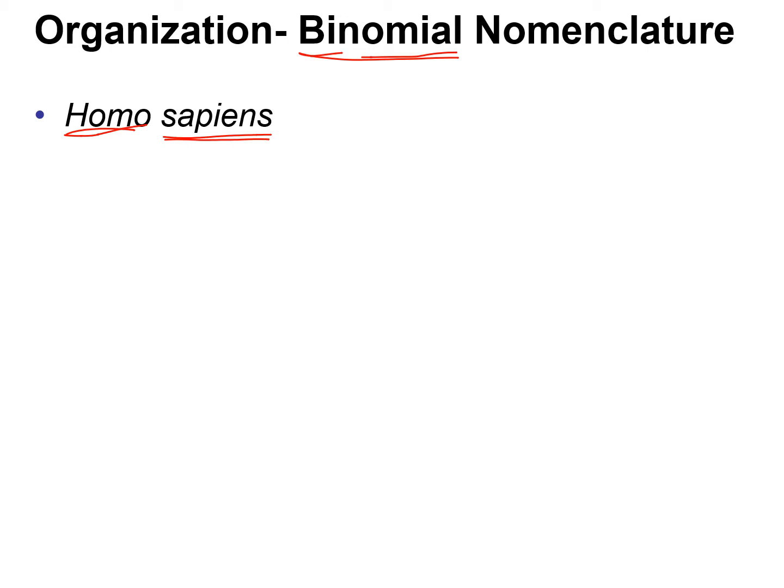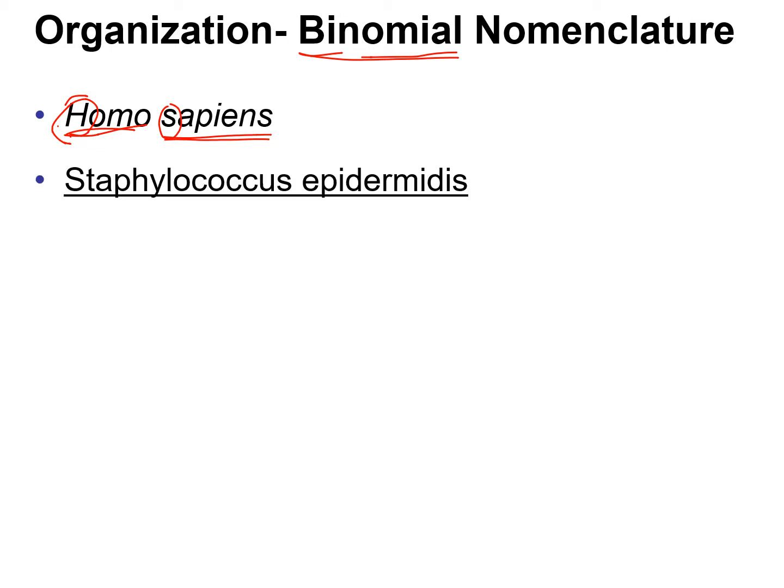Now, one of the things you want to notice is that the genus name is always capitalized and the species name is always lowercase. And this is something you must do when you are writing out the scientific names for living things. Another thing to notice is that it is italicized. So anytime you are typing the scientific name of a living thing, you need to italicize that name. If it's not possible to italicize the name, then it needs to be underlined.